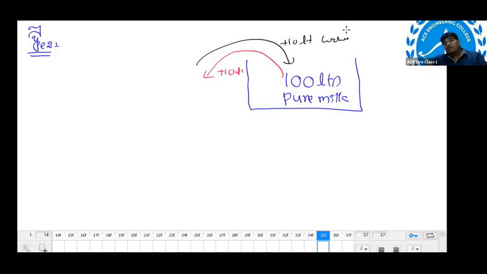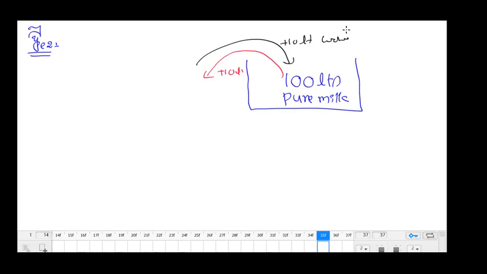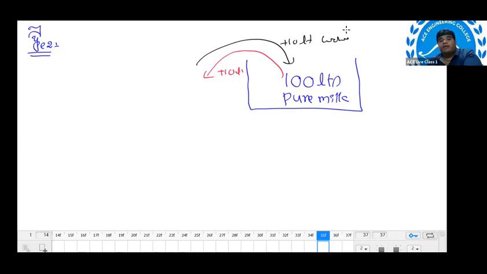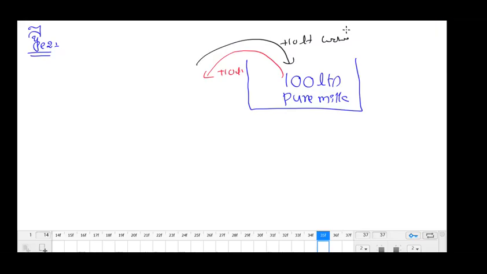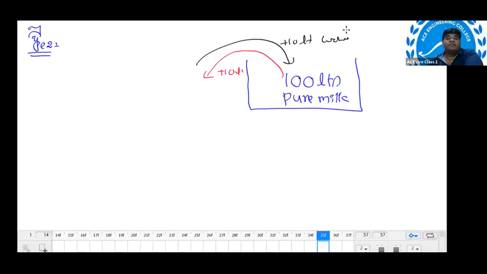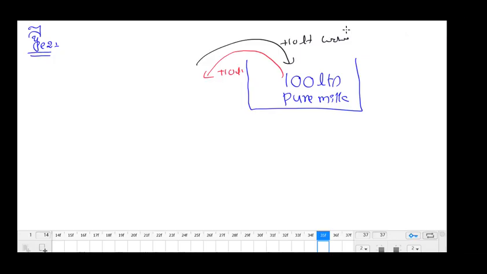Again I removed 10 liters, again 10 liters added. How much quantity? Same, sir. 10 liters removed, 10 liters added, same. 5 liters removed, 5 liters added, same quantity. 2 liters removed, 2 liters added, same quantity. 20 liters removed, 20 liters added, same quantity. So you can do any operation, the quantity will be the same. You remember that point.